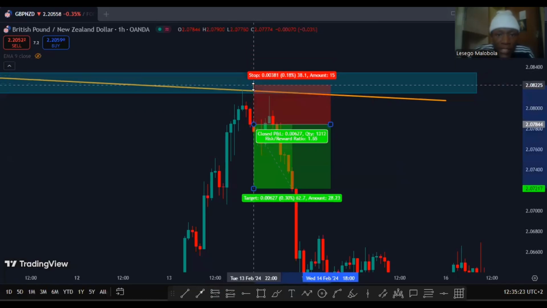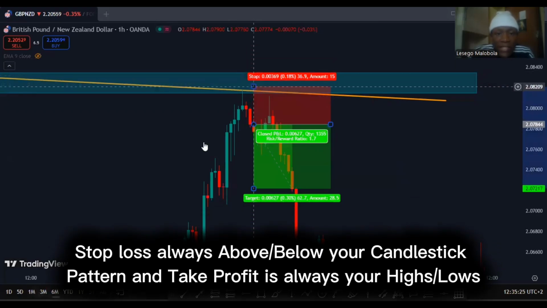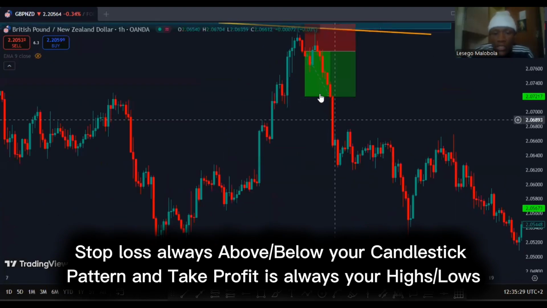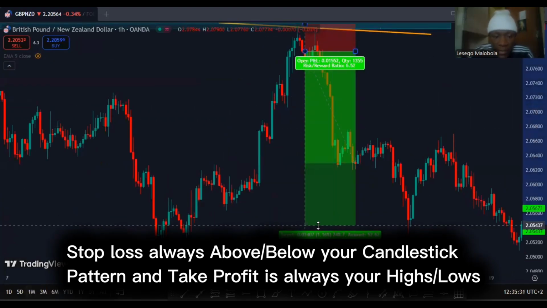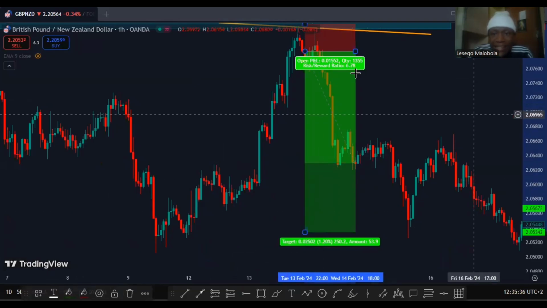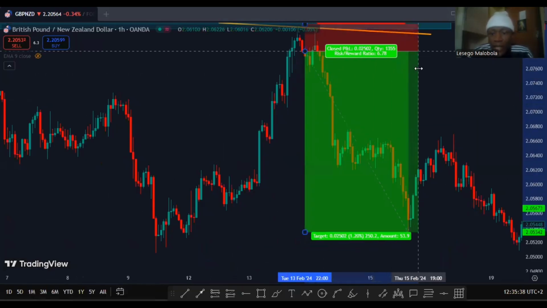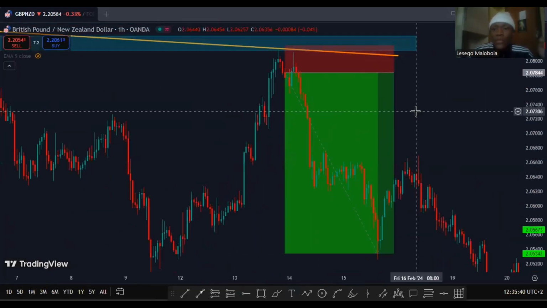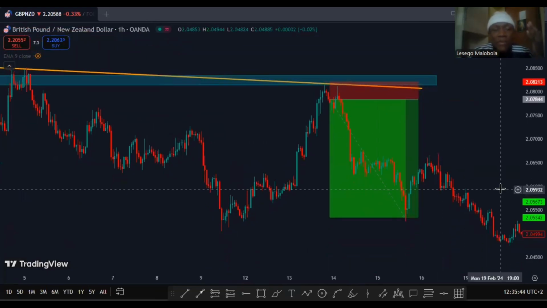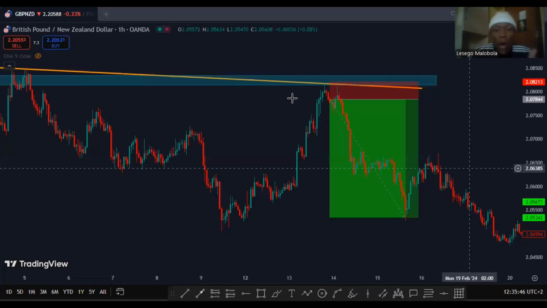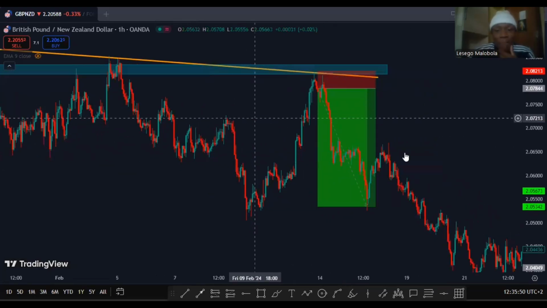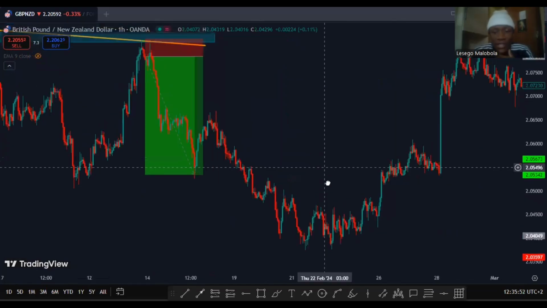Obviously stop loss is above our candlestick pattern, guys, and TP, we always target our what? Our lows. So if we were to target this low right over here, guys, you can see that this would have been a nice 6% trade. Why? Simply because you understand market structure, support and resistance, and candlestick patterns. Like, wow guys, these are remarkable results. I think GBPNZD is actually nice to trade with this strategy.